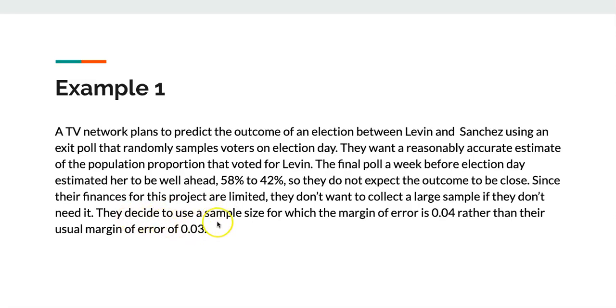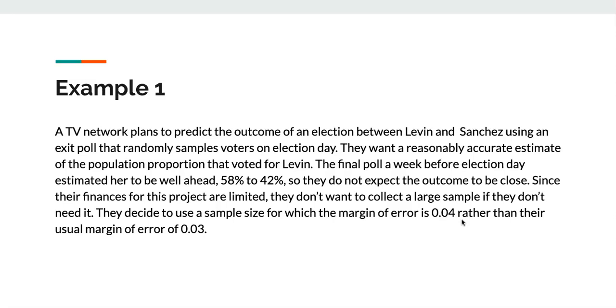So they want to get a sample size. They want someone to tell them how many people should we interview, or should we take the exit poll of, in which the margin of error is 0.04, rather than their usual margin of 0.03. So they're kind of increasing the margin of error.